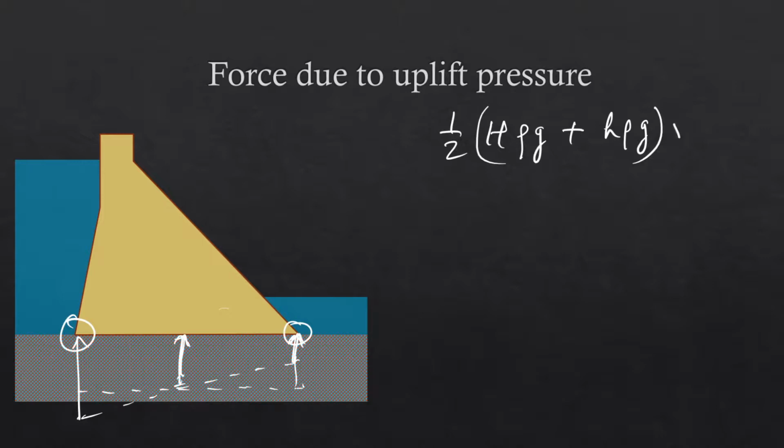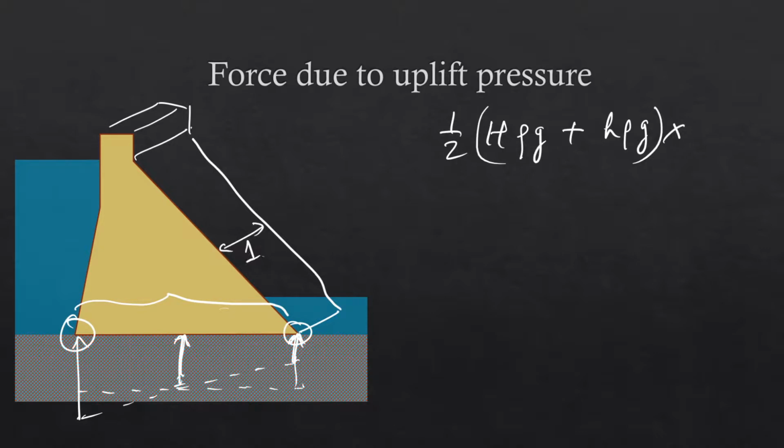Then we'll have to multiply it with the area, and in this case the area will be this width of the dam, multiplied by the unit length of the dam. That means this length, which is unity. So it will be B multiplied by 1. So this will be the uplift pressure force. Let's call it Fu.